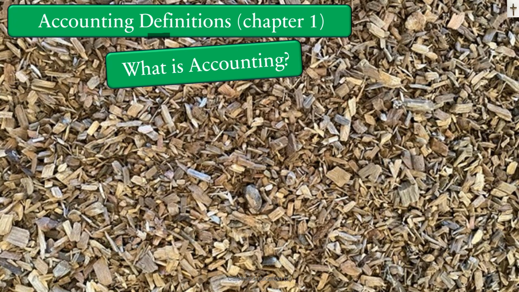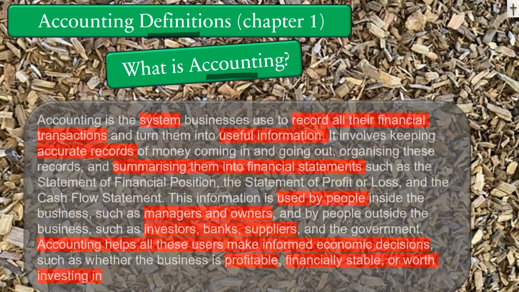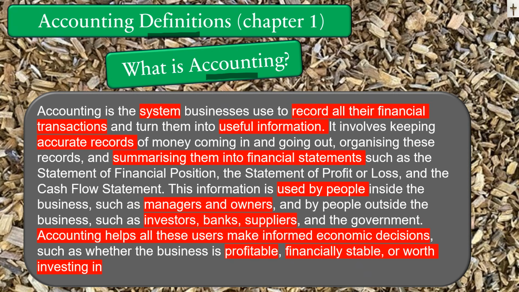Right, accounting definitions. You need to read through chapter 1. First of all, what is accounting? Accounting is a system based on the double entry system. For every debit, there is a credit. More about that later. Accounting records all financial transactions. We will look at what transactions are, and they record this information and they make it useful.